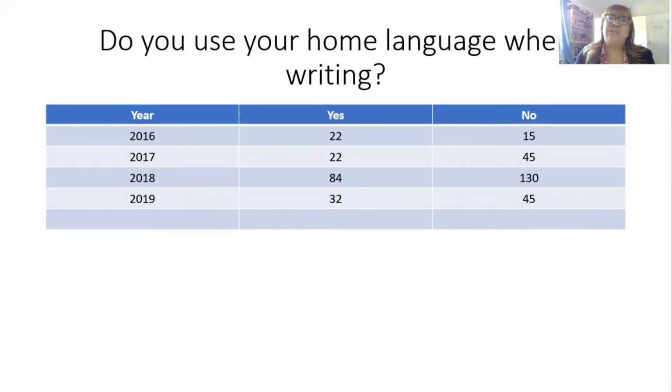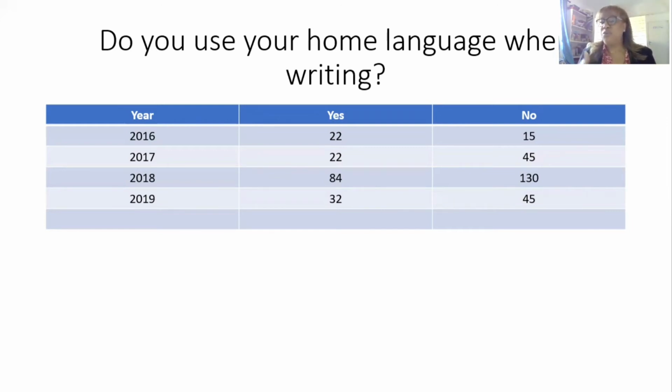So then I asked them, do you use your home language when you are writing? And you can see that there were students that were very confident and said, yes, I do. And some of them also said the reason why they use their home language is because they don't want to lose their home language. And that is why they do lean on their home language and use it when they are writing in English. And then there were students that were very confident and said they do not use their home language when they write in English because they would say things like, when I write in English, I think in English.